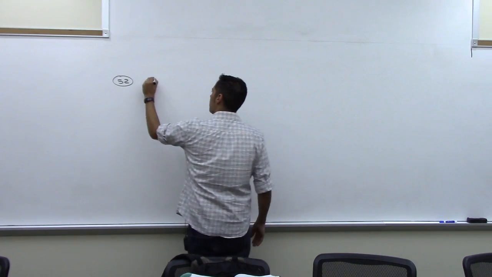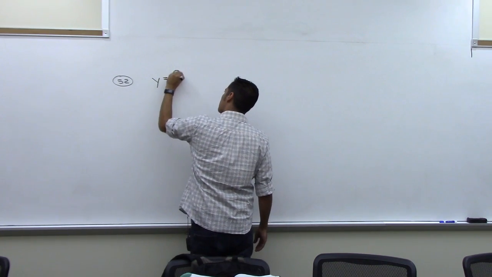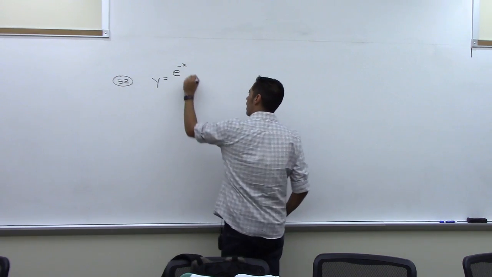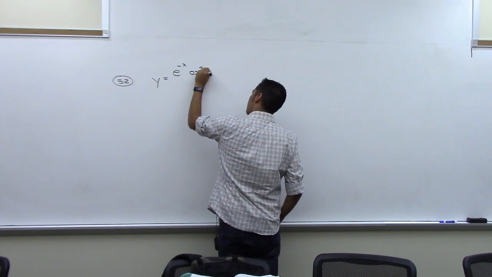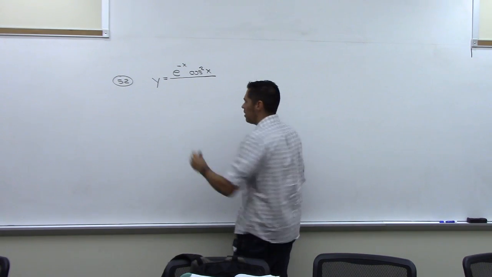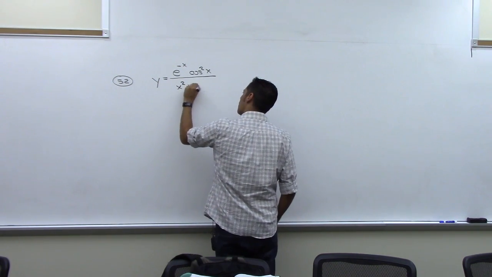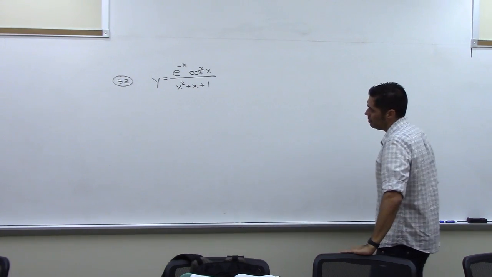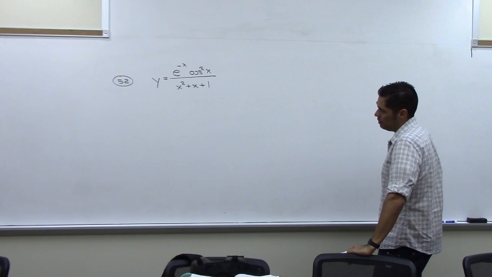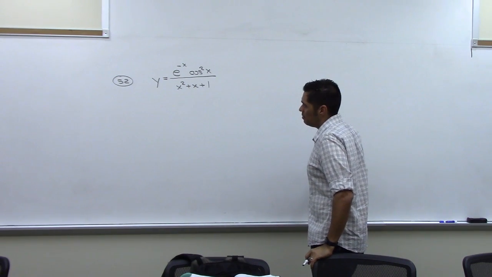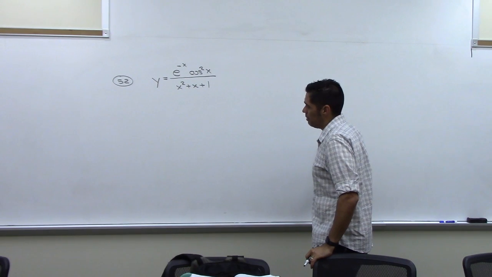So number 52, we have y equals e to the negative x cosine squared x over x squared plus x plus 1. Now, if we just tried to attack this right away like this with the quotient rule, it would be a mess, all right? So this is where the power of logarithmic differentiation comes in.